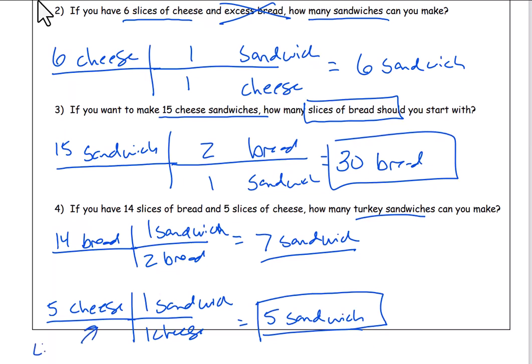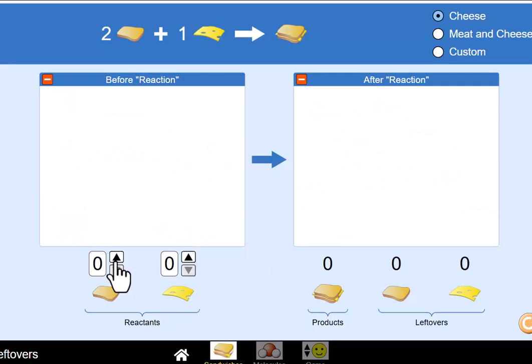Cheese is our limiting reactant, and bread is our excess reactant. We're going to talk more about limiting and excess tomorrow, but the limiting reactant is going to limit how much product we can make, while the excess you have extra of. We can see that here as well.